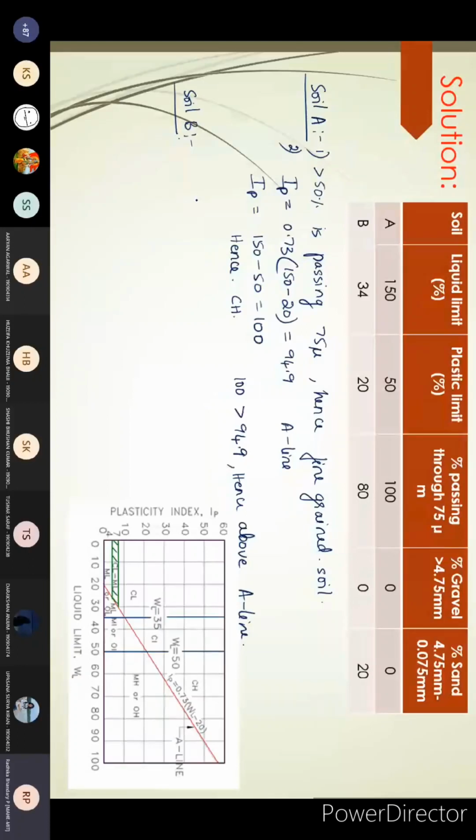That's again a fine grain soil, isn't it? So more than 50% passing 75 micron, hence fine grained soil. The next step: the liquid limit is 34 and plastic limit is 20. We'll directly use this chart. It is 34 and 20, and it comes somewhere here. It is very near to that line.